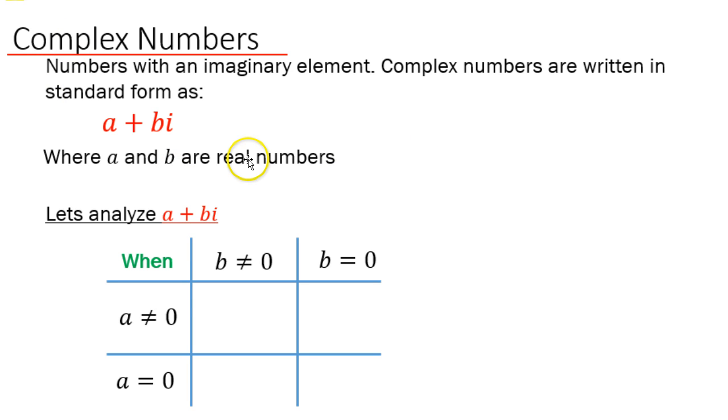So let's take a look at what a complex number is. A complex number is a number with an imaginary element. Complex numbers are written in the standard form as a plus bi, or sometimes a plus or minus bi, depending on what your number is. So this means that a and b have to be real numbers.